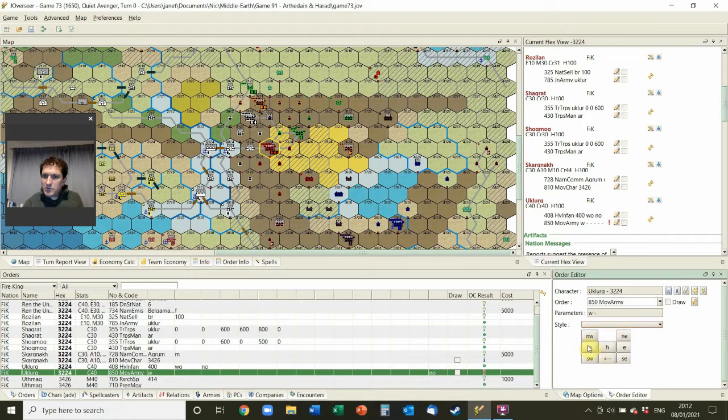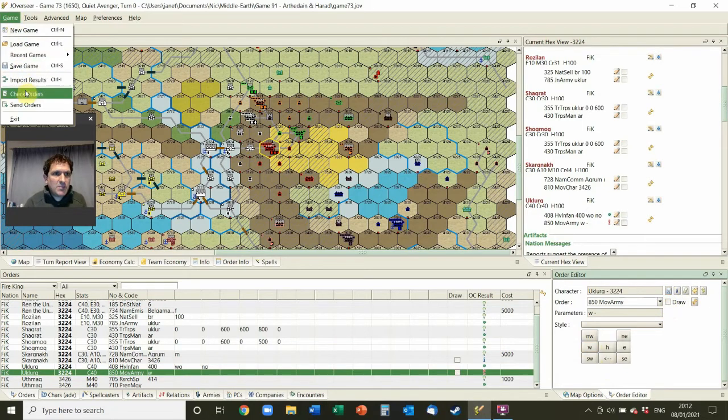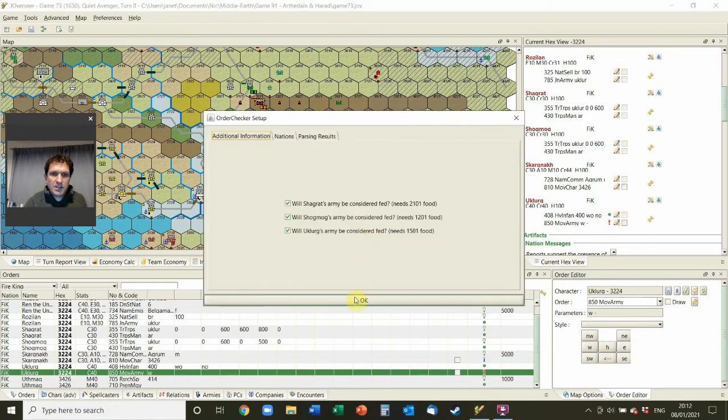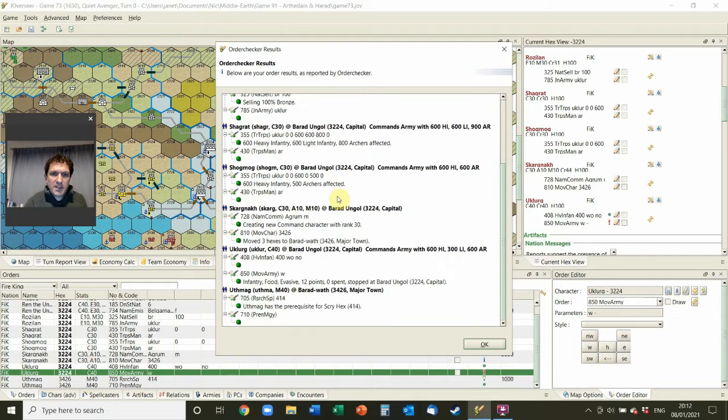So we're just going to move west. We'll save that, and we'll draw that in. Yep, that seems to be fine. So we'll go again, game, check orders for Fire King. Okay, we'll check through those. And this time, that movement order is now actually written properly, so that when Middle-earth Games receive this and their program checks it, it won't throw a wobbly and I won't get turns back and find that Uklug failed to move, and as a result the whole team's plans have fallen apart.